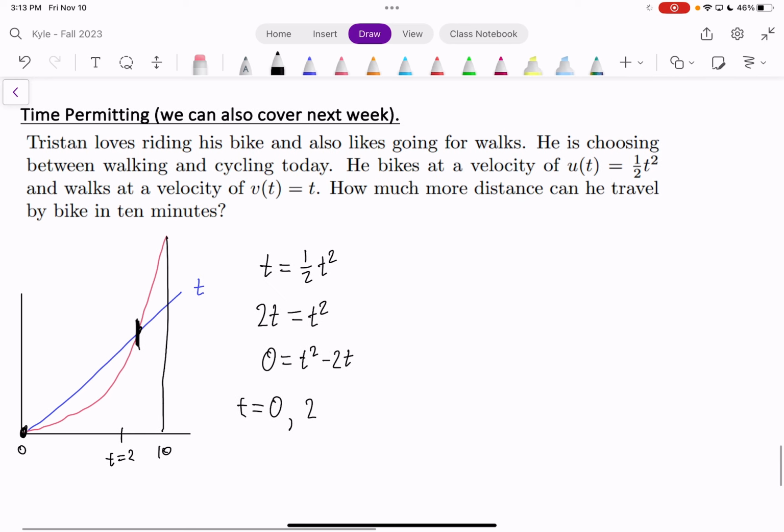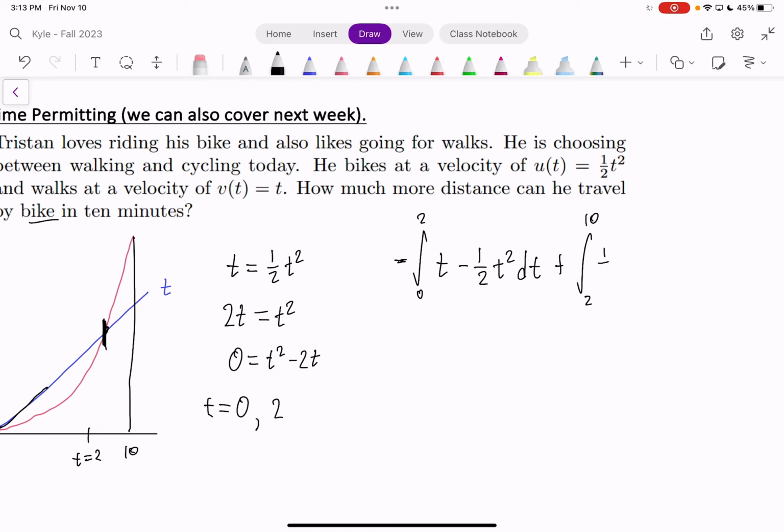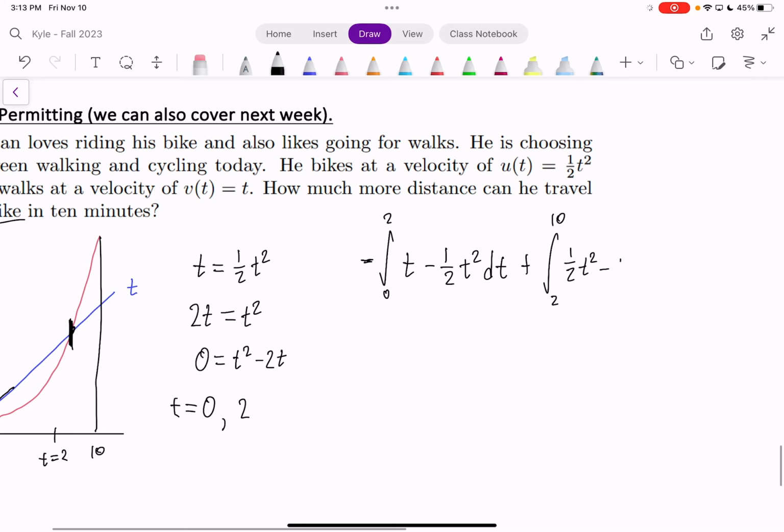So we're going to have two integrals here. We want to find the distance more that the bike will be traveling in 10 minutes. So we'll have the integral from 0 to 2 of t minus 1/2 t squared, because our blue curve is higher than our red one here, dt. And we'll add the integral from 2 to 10. This one should be a negative curve, by the way, because we want the more distance from the bike. We'll add the integral here of 1/2 t squared minus t dt.